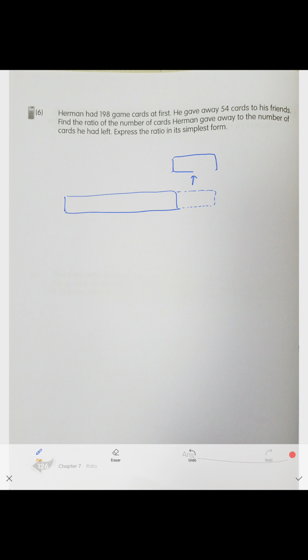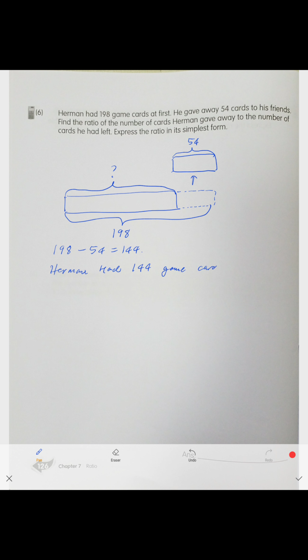He gave away this unit bar. So in total at first he had 198, right? He gave away 54, and they ask us what the ratio is and how much is left. So first we find how much is left. 198 was before, minus 54, is 144. Herman had 144 game cards left.